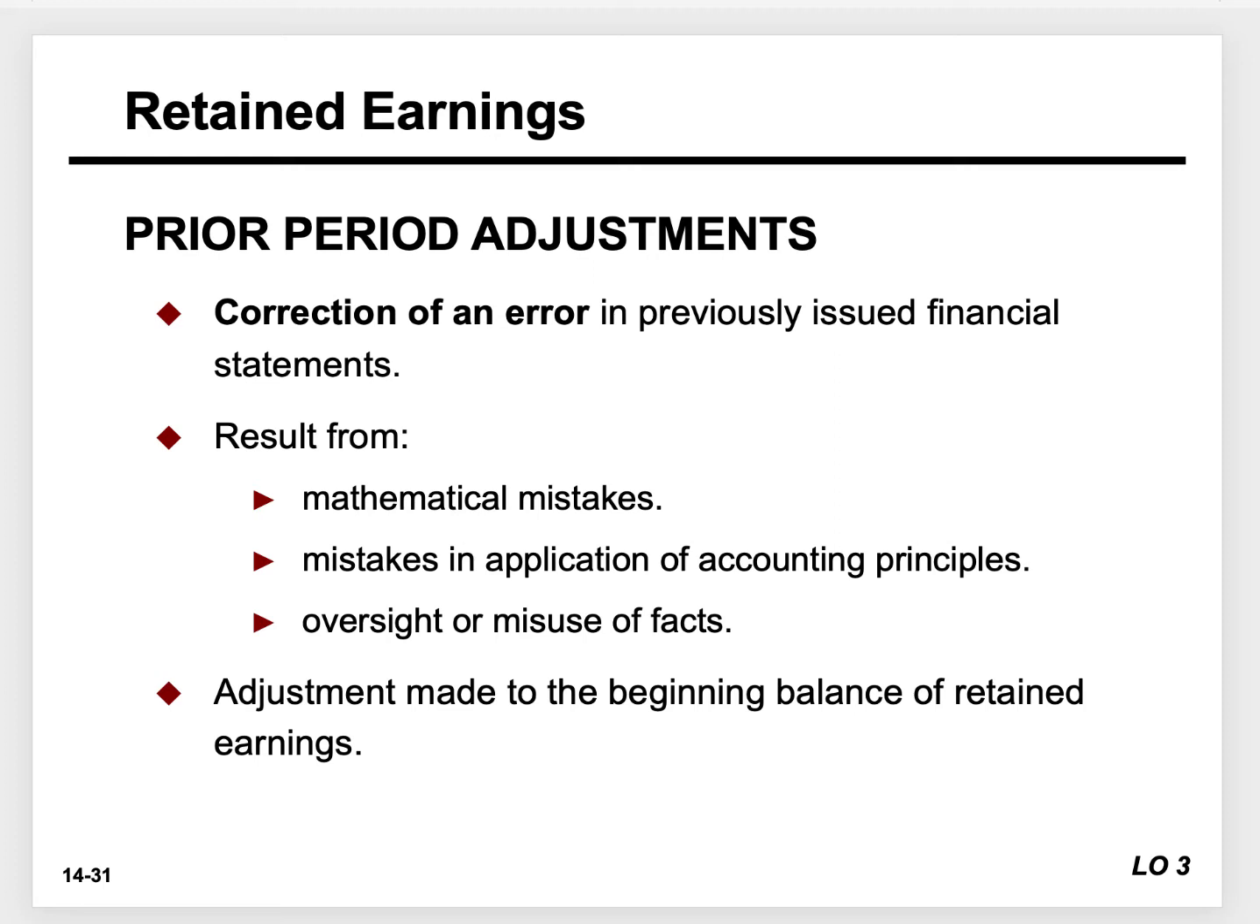Another reason for a mistake that could result in a prior period adjustment would be we didn't apply the accounting principles properly. We should have capitalized something and we expensed it. Okay, well, that's okay. You caught the mistake, fix it. And then the final reason for any retained earnings prior period adjustment might be an oversight or misuse of a fact.